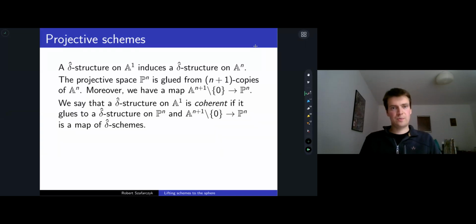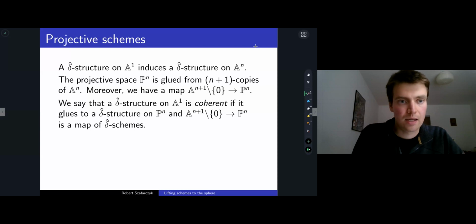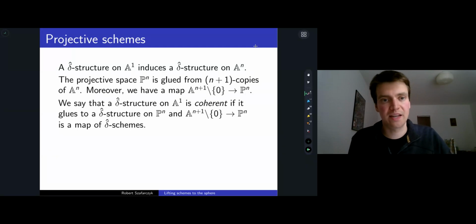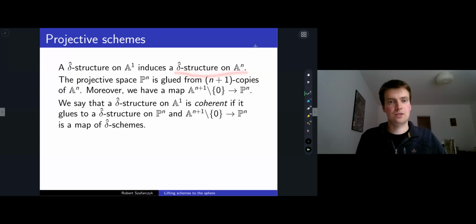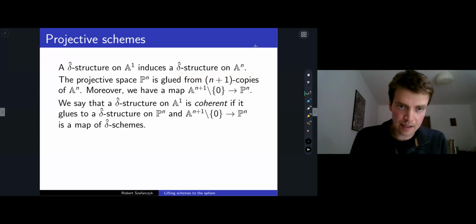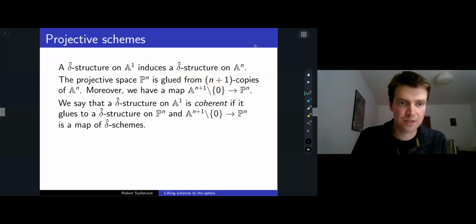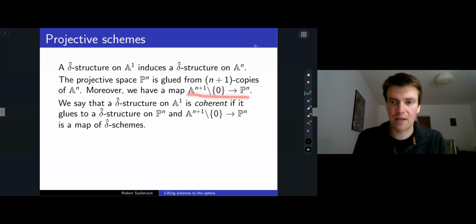So the last example I want to mention is projective schemes. And here, A^1 is just Spec of S[x], so Z[x]. So it has a lot of delta structures, as we said. But a delta-hat structure on A^1 then induces a delta-hat structure on A^N. And then if you want to get a delta-hat structure on P^N, well, P^N is glued from some copies of A^N. And we also have a map like this, the projectivization. So we say that this delta-hat structure on A^1 is coherent if it glues to a delta-hat structure on P^N, and the projectivization map is a map of delta-hat schemes.